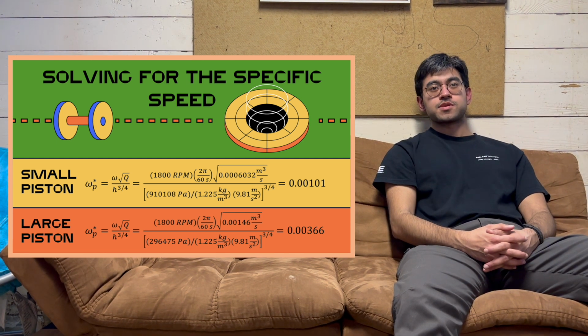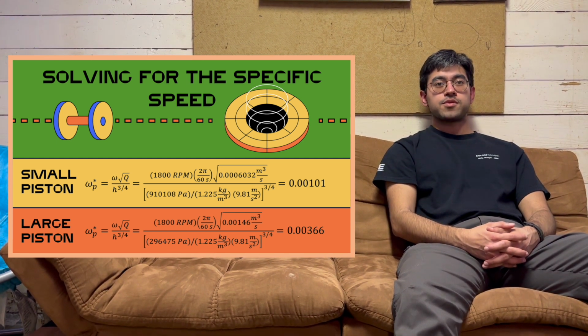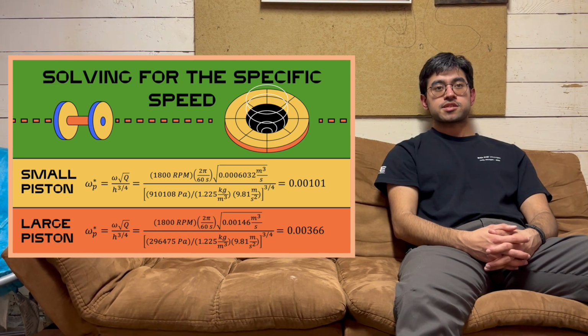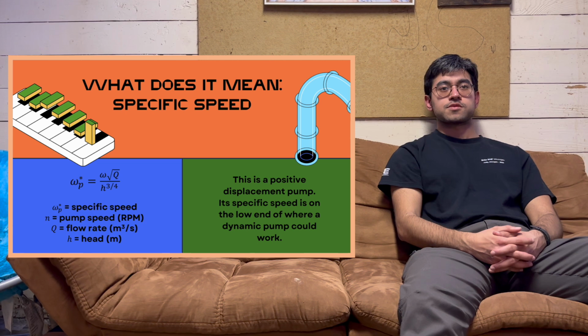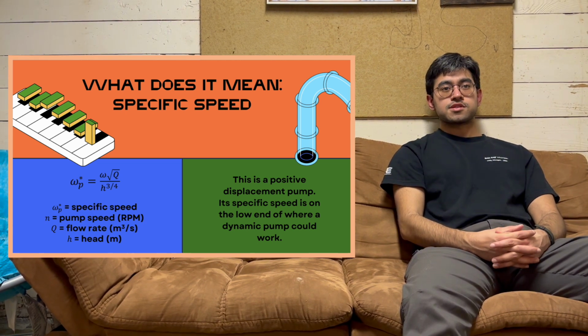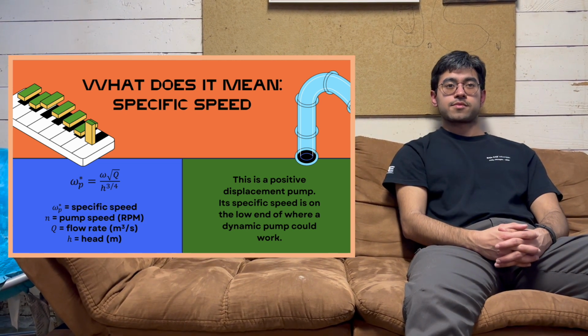To find the specific speeds, we used our calculated values for RPM and flow rate, as well as the pump's specified output pressure to calculate head. Given that the pistons function as positive displacement pumps, we determined that these specific speed values were on the low end of where a dynamic pump could work.